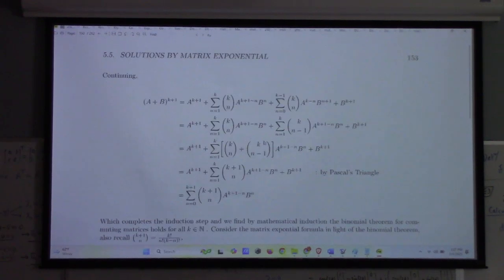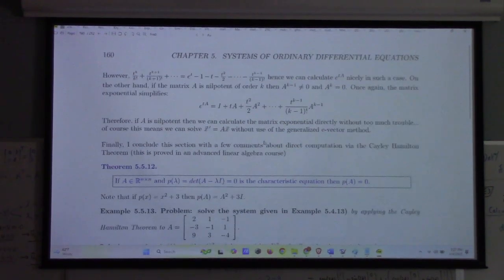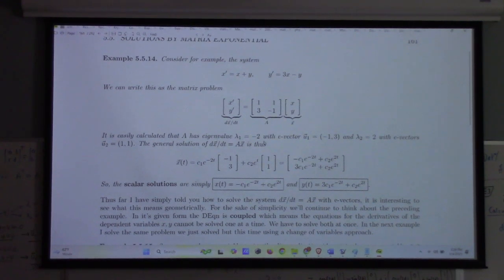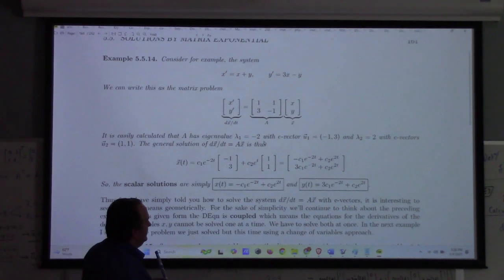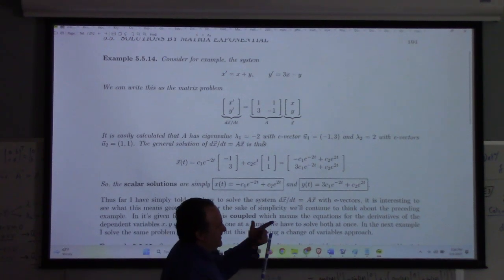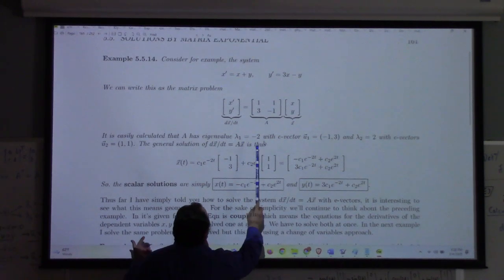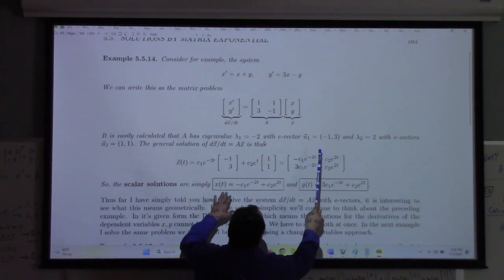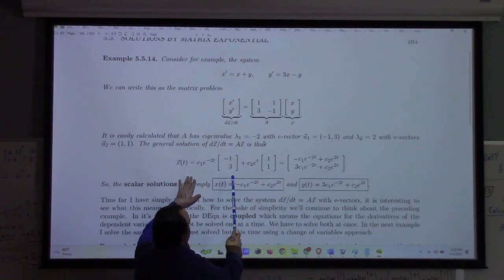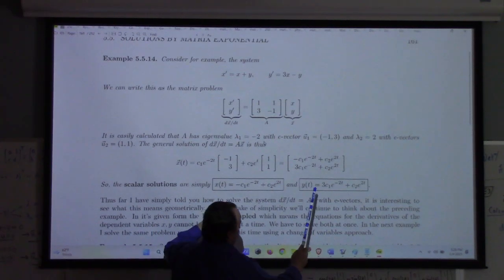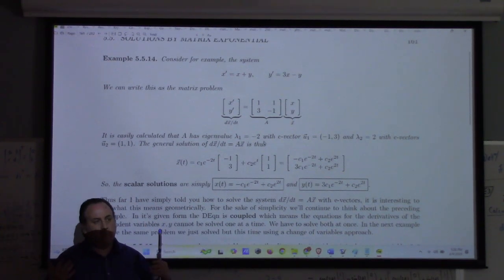What I want to show you before I forget, while this projector is working, is this example over here. x prime equals x plus y, y prime equals 3x minus y. We might have solved this today already, I think. Maybe that was my second example. I forget. But anyway, you have eigenvalues minus 2 and 2. You find the eigenvectors, you get this general solution. You write it out. That gives you x equals this and y equals that, right? This is the method. What does it mean, though?